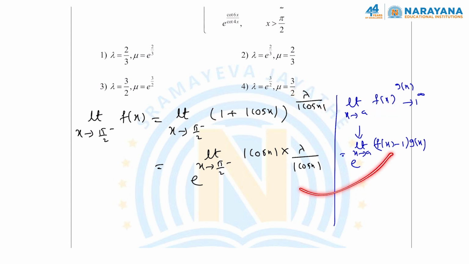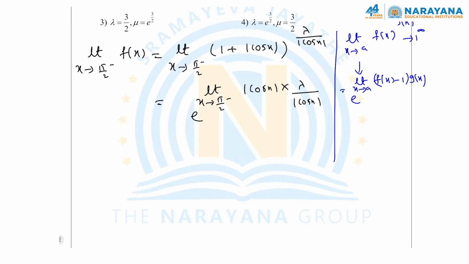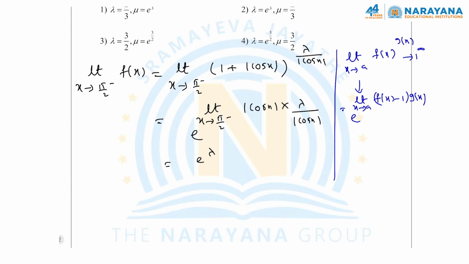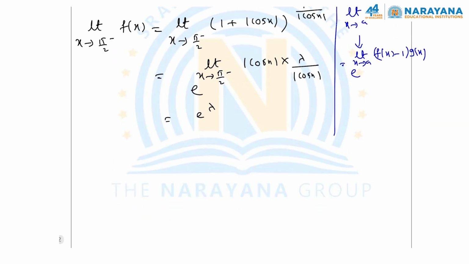So if I use this formula here, e power limit x tending to pi by 2 minus of mod cos x into lambda by mod cos x. So mod cos x will cancel. What we are getting? e power lambda. This is the left hand limit at pi by 2. Then what is f of pi by 2? f of pi by 2 is equal to mu.